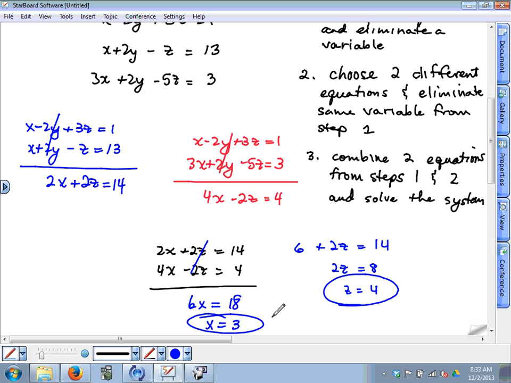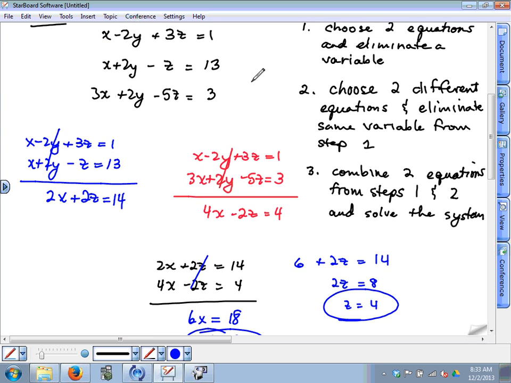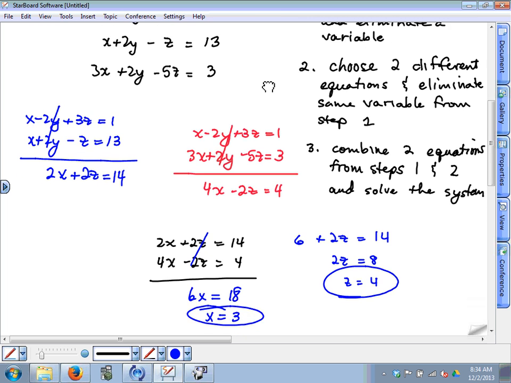Take both of those and choose one of the original equations. Doesn't matter which one. We've solved this as a system, so either one you choose would give you the same value for y. So choose the one you think is going to be the easiest. I'm going to choose the middle equation.